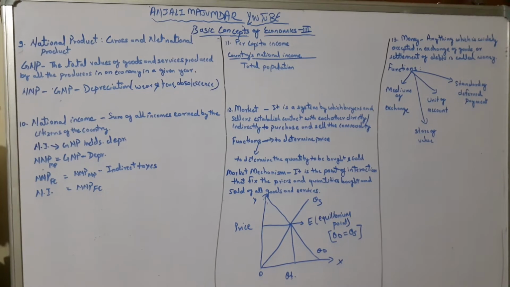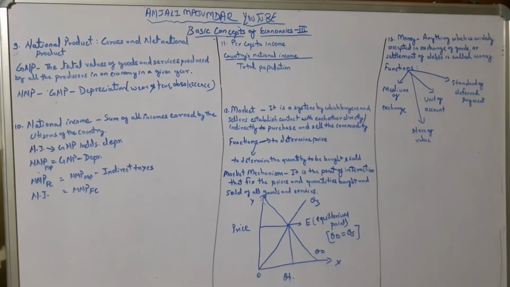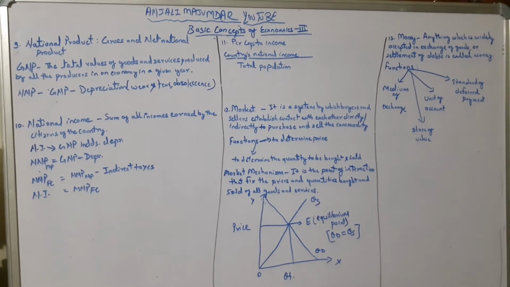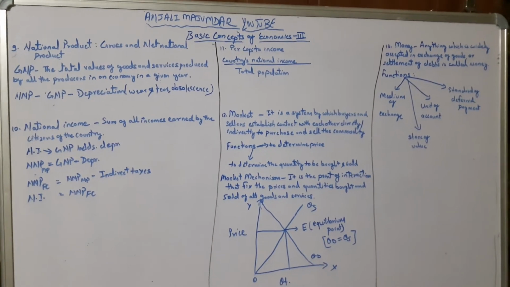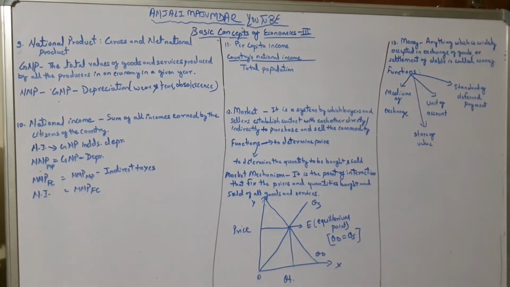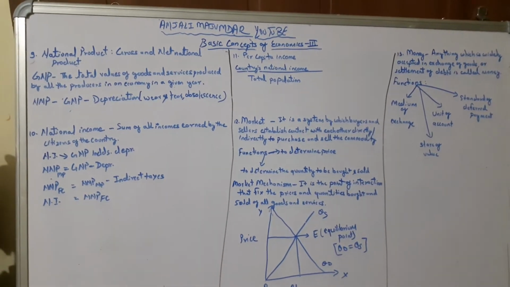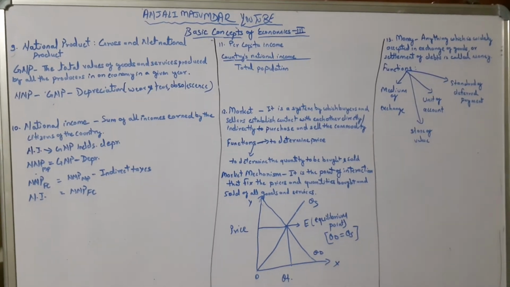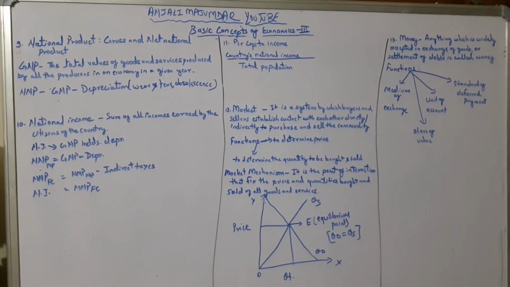Then the 10th is national income. How to calculate national income? It is the sum of all incomes earned by citizens of the country. Citizens of the country, that means they should be residents of the country, those who are residing in India. Whatever the goods and services, or whatever the incomes are earned by all the residents or citizens of India, when they are summed up, when they are totaled, then it is called national income.